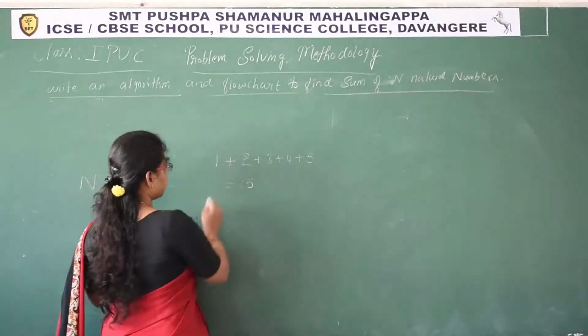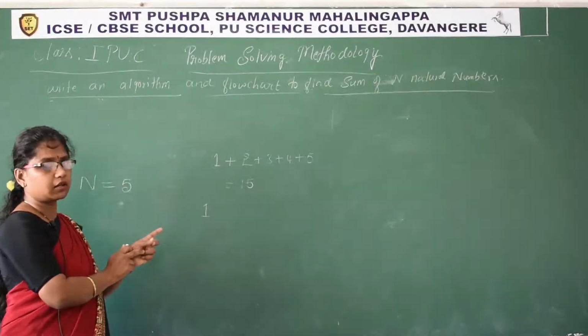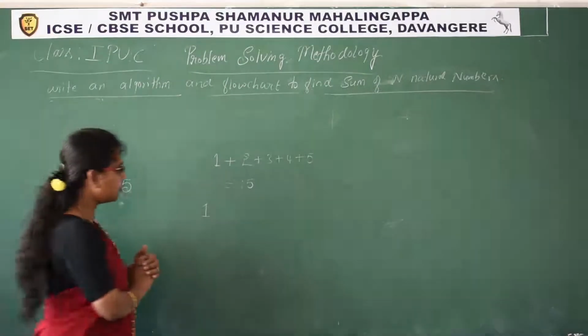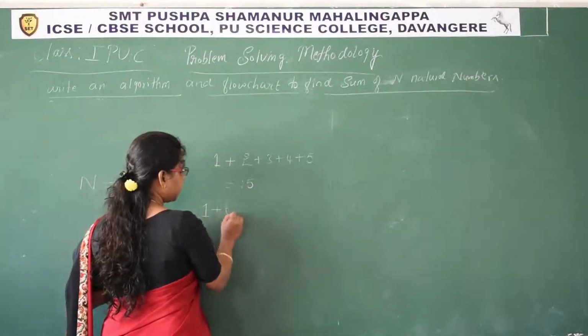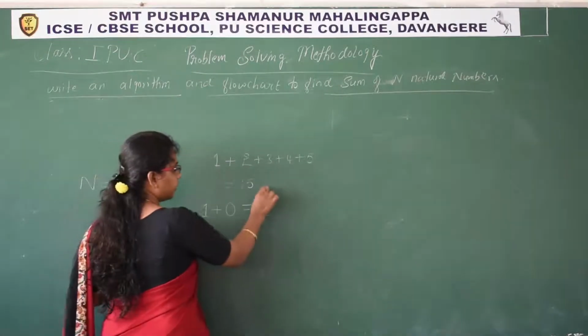See here, 1 is there, no? To which value do I have to add this 1 so that it gives 1 only? 0, no? If I add 1 with 0, it gives 1 itself. This is the result.